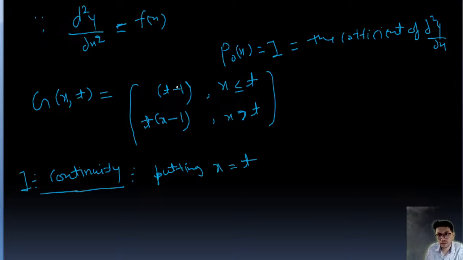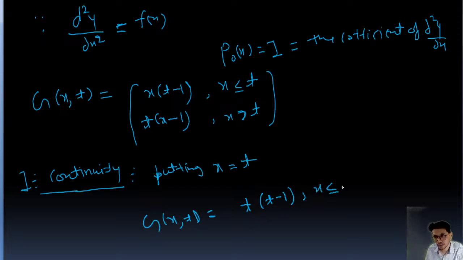Okay. So now we'll put x equal to 0. Then this green function is going to be g, which is a function of x and t. We'll put x equal to t. The first term is going to be t into t minus 1, for x less than or equal to t, and the second term is going to be t into t minus 1, for x greater than or equal to t.